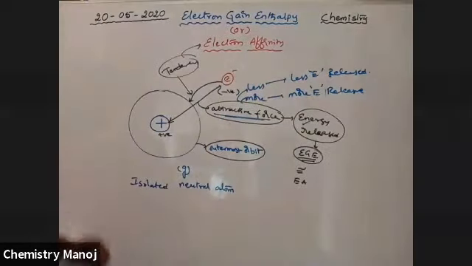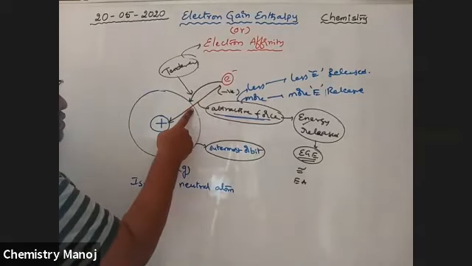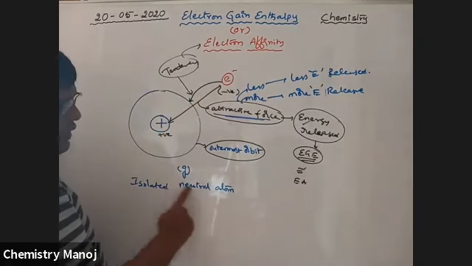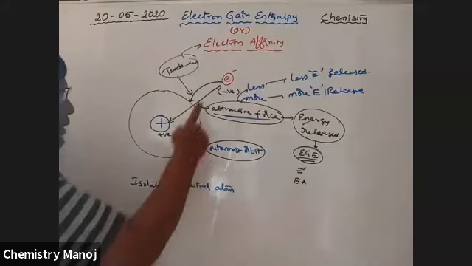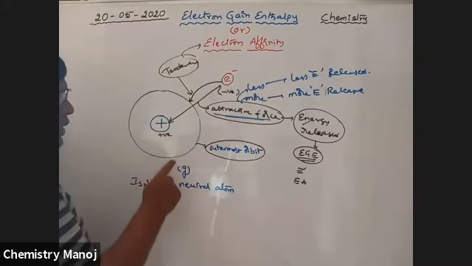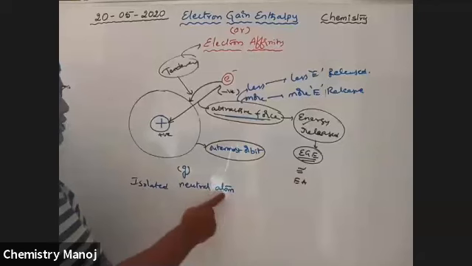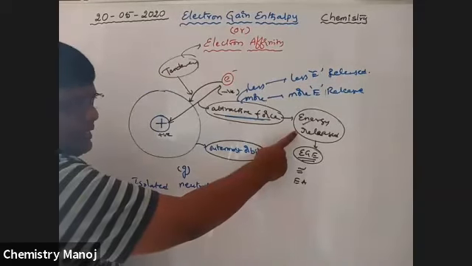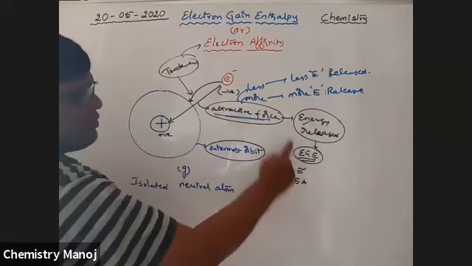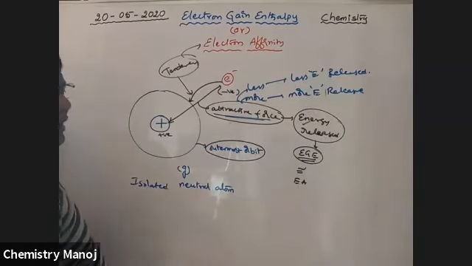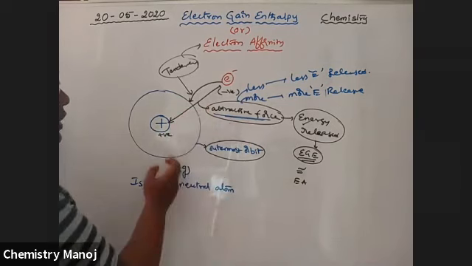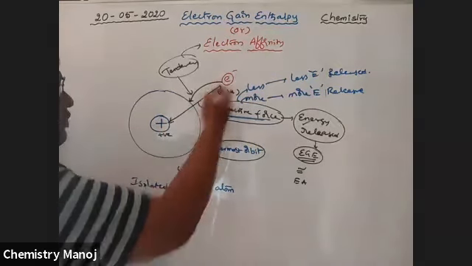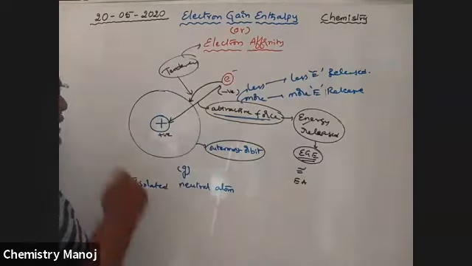When an electron is added to the outermost orbit of a gaseous isolated neutral atom, energy will be released. That released energy is called electron gain enthalpy or electron affinity. This attractive force is nothing but the positive and negative attractive force. So these are electrostatic attractive forces.